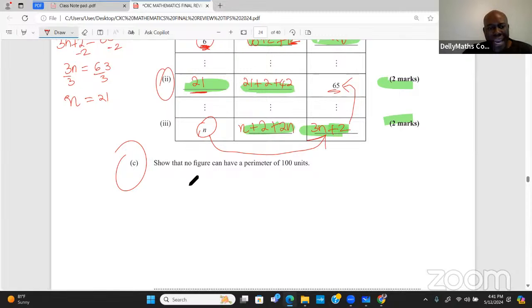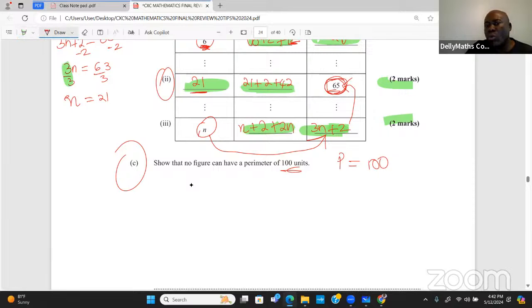So it says, show that no figure can have a parameter of 100. Show that no figure can have a parameter of 100. All you're going to do is to go where the parameter is. And you're going to take the parameter of 100 and you're going to try to find. So we're suggesting that they want us to show that there is no figure that has a parameter of 100. We saw that there is a figure that could have a parameter of 65, right? Because at a certain point we end up here, we divide by 3 in the end.